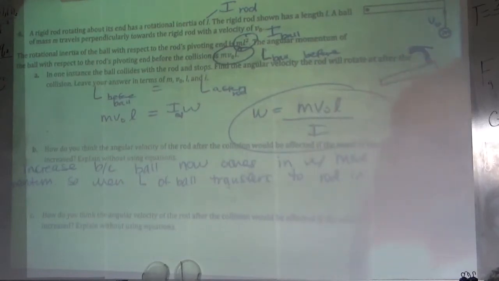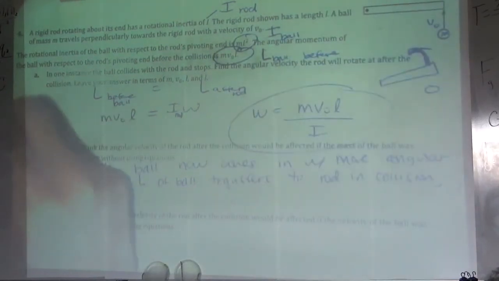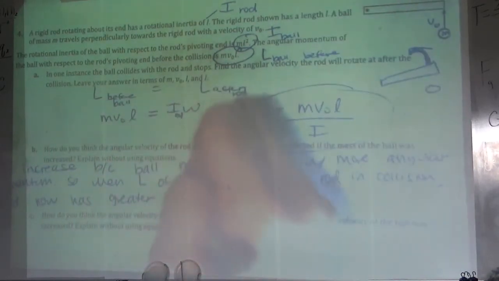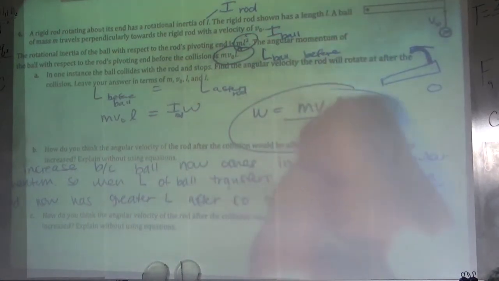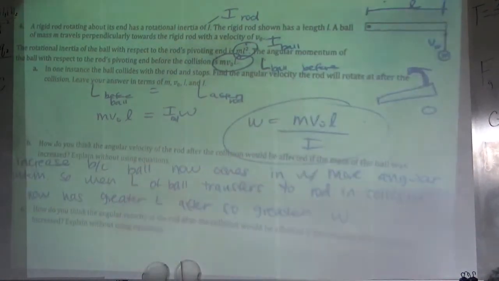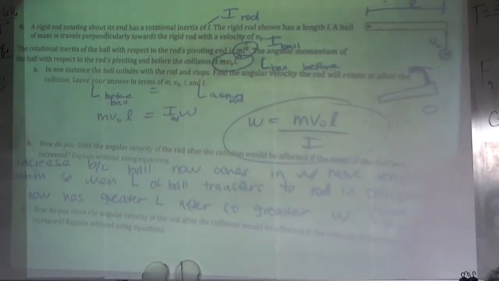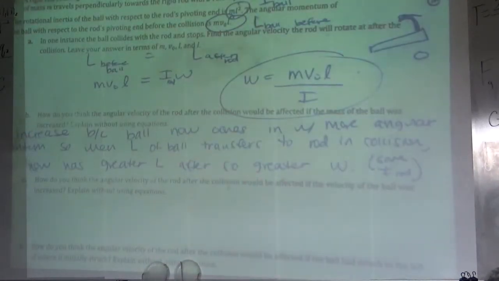I'm just going to use L, so when the angular momentum of the ball transfers to the rod in the collision, the rod now has greater angular momentum, or L, after, so it has a greater angular velocity. Because you can keep the same I for the rod. If you keep the exact same I and you now have greater angular momentum, that means you have greater angular velocity.